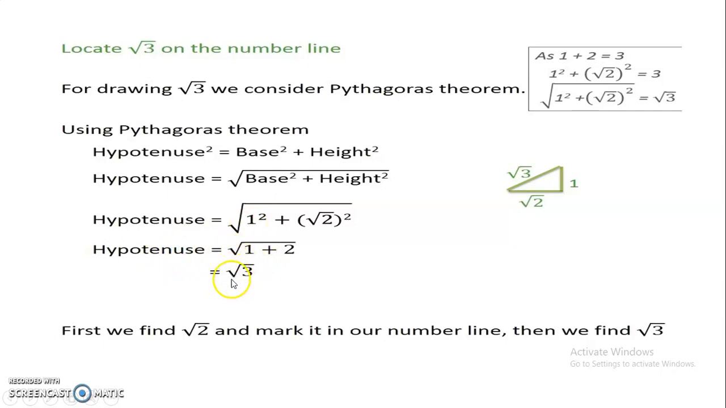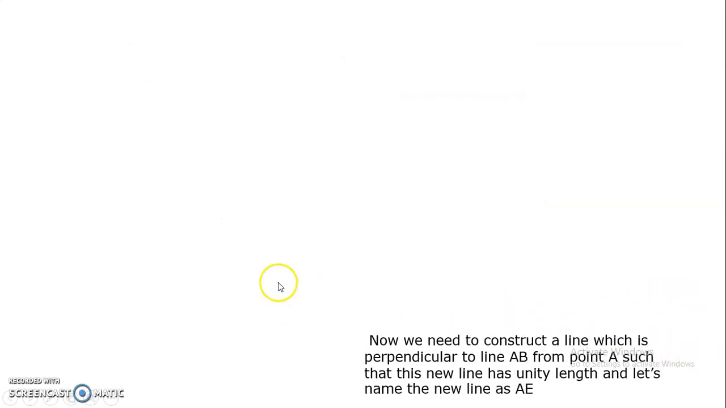So for this you have to see that you already know how to plot this root 2 on the number line. First we find root 2 and mark it on the number line. Then we find root 3. Let's see how. We have to follow the same steps.